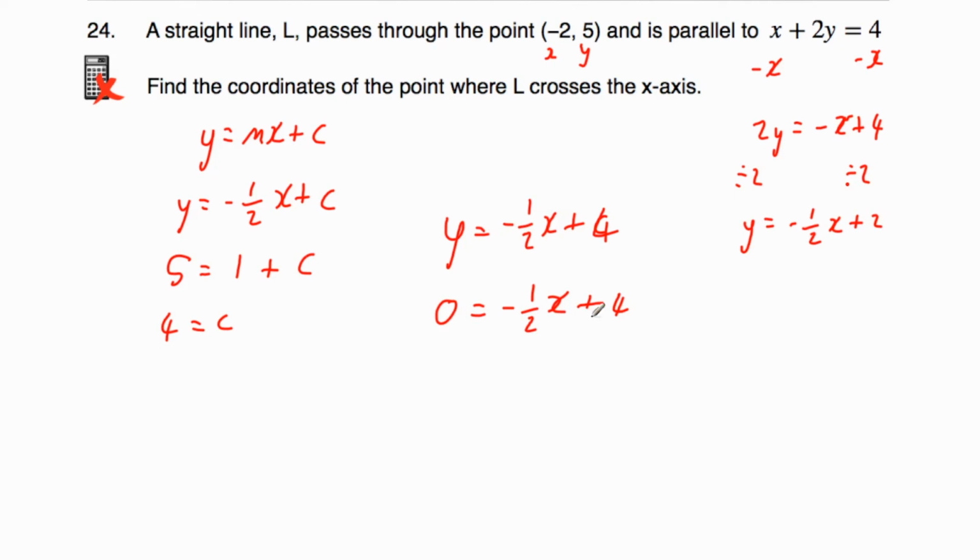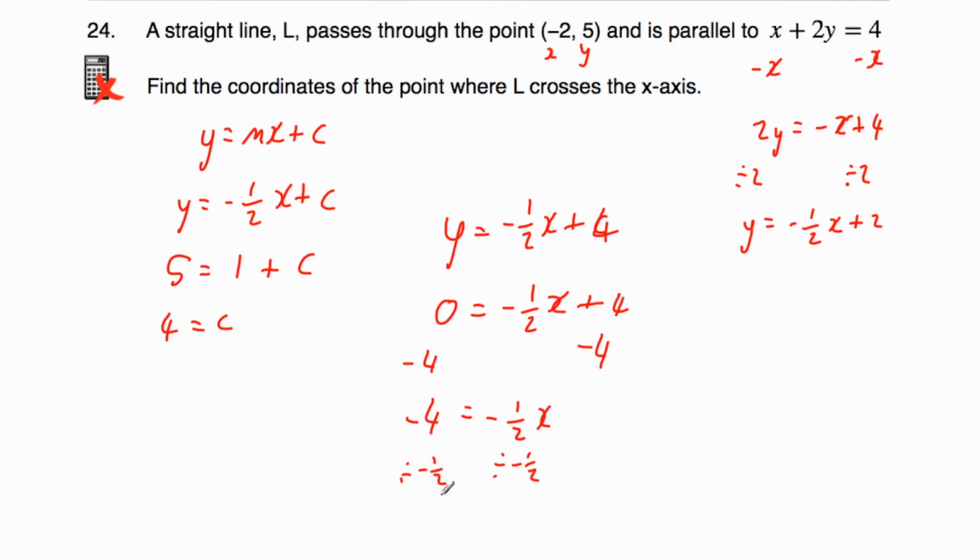So let's solve this. Let's take away 4 from both sides. Take away 4 and take away 4 would leave us with 0 take away 4 is minus 4. And on the right-hand side we had minus a half x. We took away 4 to get rid of the plus 4, so we'd just be left with minus a half x. Now we want to find out what x is, so we don't want this minus a half here, so let's divide both sides by minus a half.